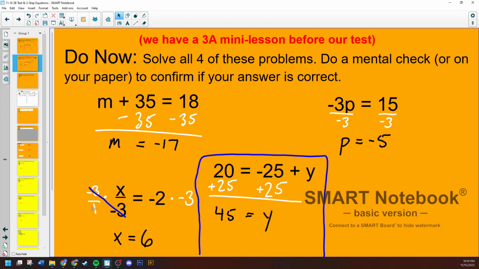You might not have that 1 on the denominator, that's fine, but you do want to make sure you're writing the times -3 on the left and the right, not underneath. And then here, it was a -25 being combined with that y, so we're going to add 25 to both sides. So here are your answers that you end up getting. So that was some practice real quick with your one step.